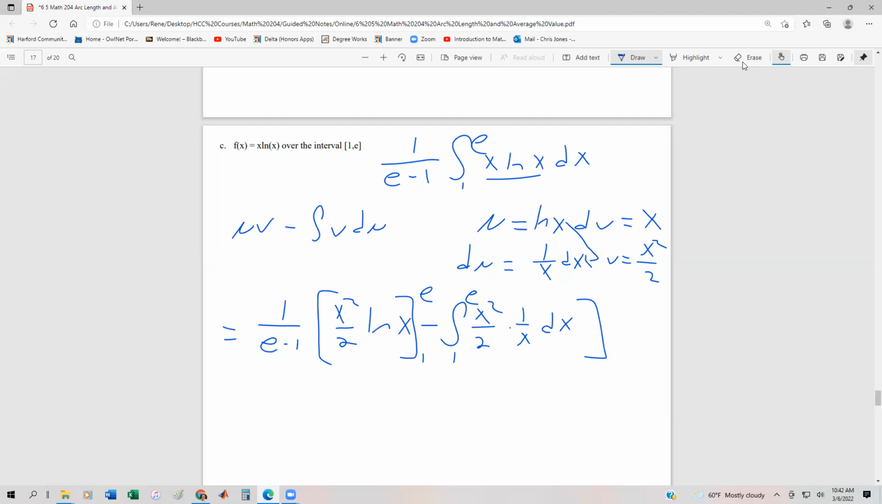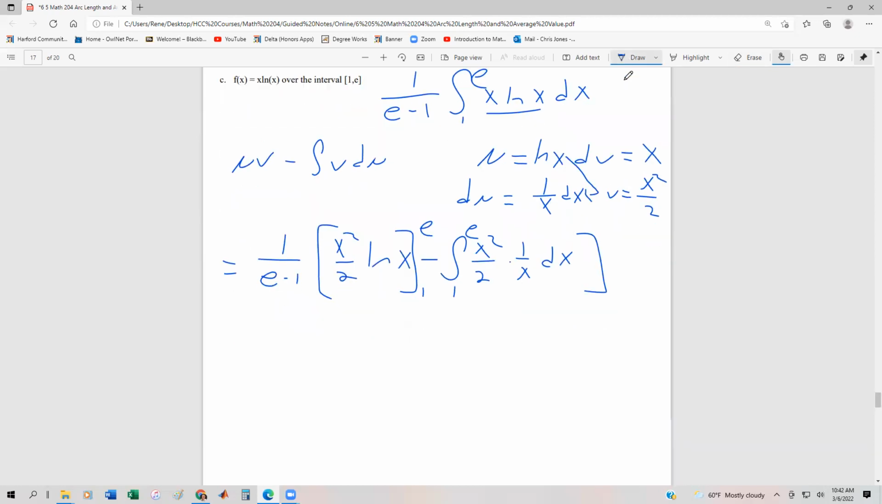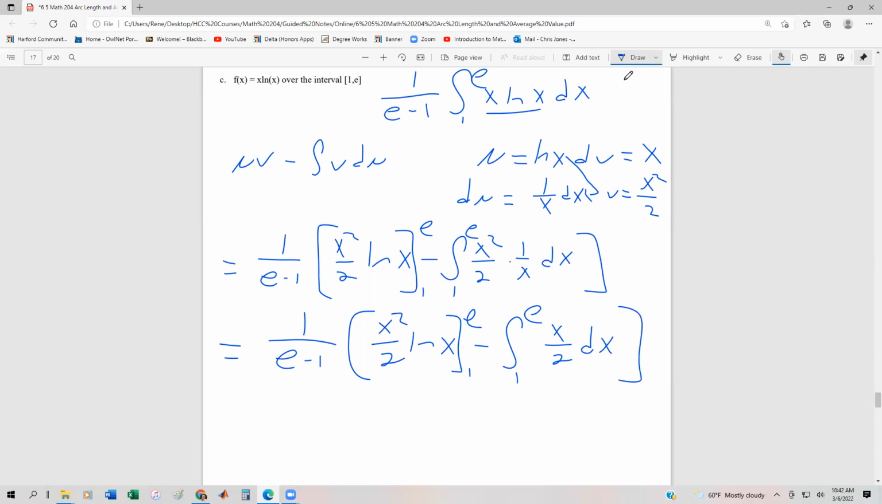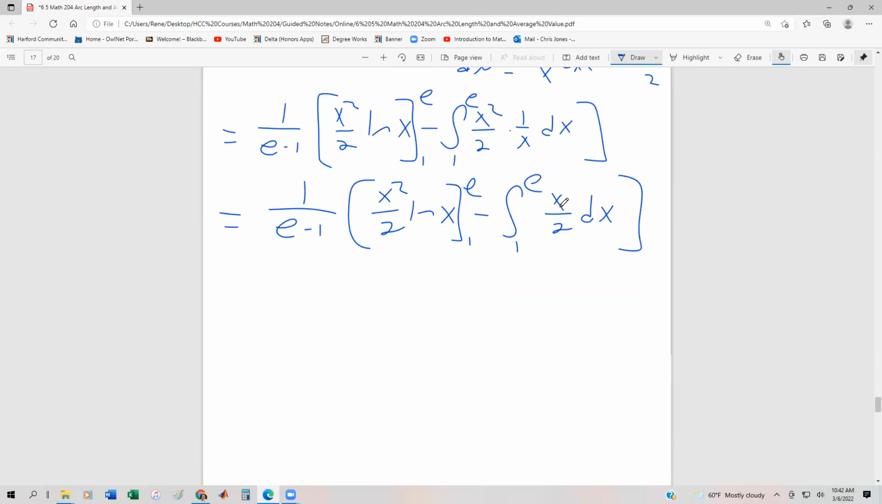Some good news, we can go ahead and simplify this fraction, right? And if we do so, we're going to end up with 1 over e minus 1, x squared over 2 ln x, minus the integral from 1 to e of x over 2 dx. All right, so we're getting there, getting closer. And so finally, this is going to be 1 over e minus 1, x squared over 2 ln x, minus x squared over 2 times 2 from 1 to e.